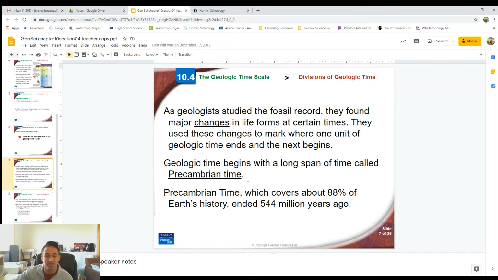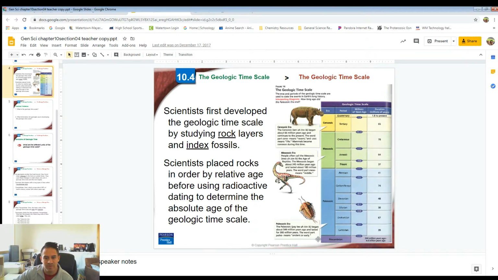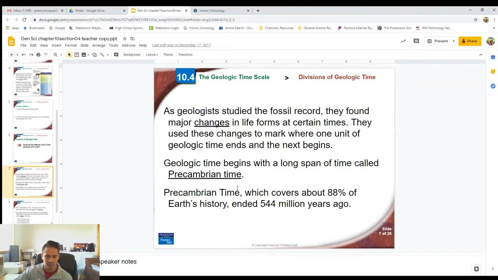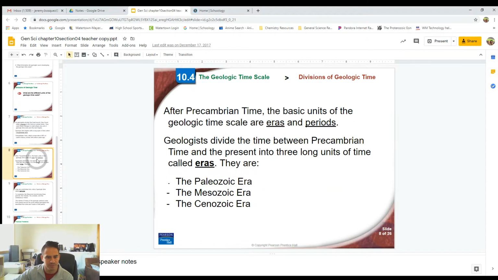Now, the geologic time scale begins with this time called Precambrian time, as I just mentioned before. It's about 88% of Earth's history. Again, it looks like a very small section on the bottom, but it actually is most of this. It's just that not a whole lot happened, so we don't really go into depth on it. After Precambrian time, the basic units of the geologic time scale then are eras and periods.